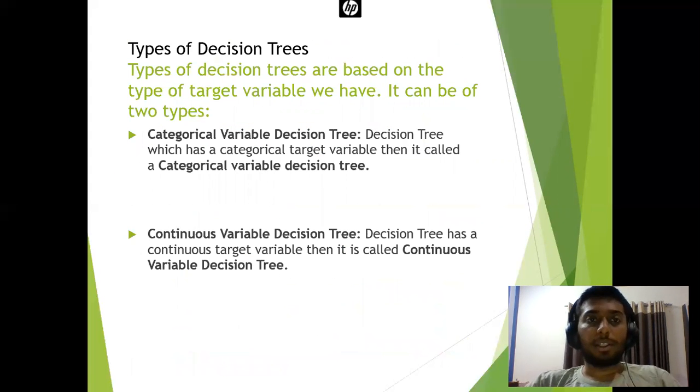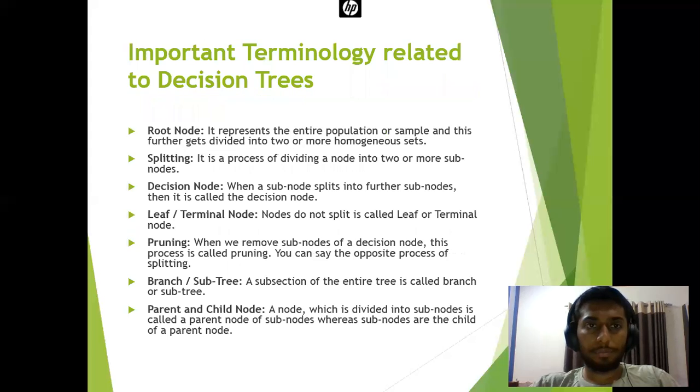Now, types of decision trees. Types of decision trees are based on the target variable. So what type of target variable we are encountering, on that we will decide which type of decision tree we will use. A categorical variable decision tree: a decision tree which has a categorical target variable is called a categorical variable decision tree. And if the decision tree has a continuous target variable, then it is called a continuous variable decision tree.